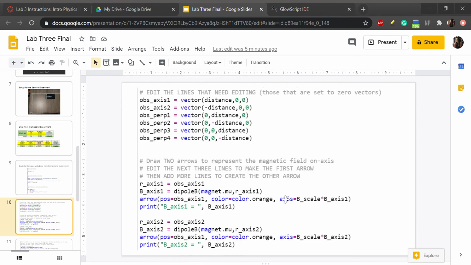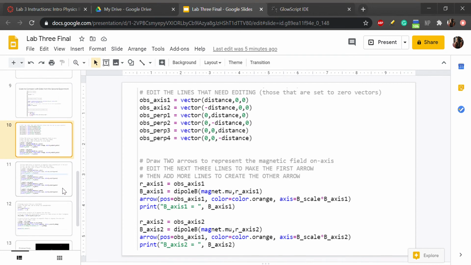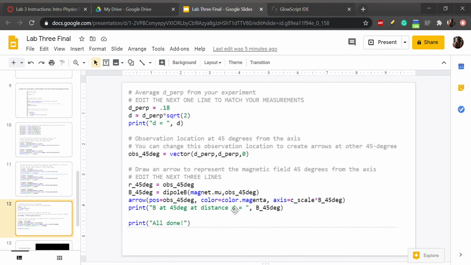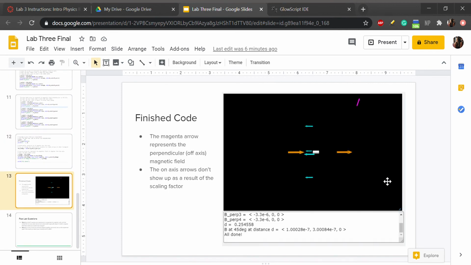So moving on, here are all the positions that my vectors will start at. And then this loop is going to draw the on-axis magnetic fields, and that'll be the 2 orange arrows that you see later on. Here are the 4 cyan arrows that are going to show the magnetic field perpendicular to the axis. And then here's the final part that shows the magenta arrow, which is going to be an observation location 45 degrees from the axis. So once I run my code, I generate something that looks like this.